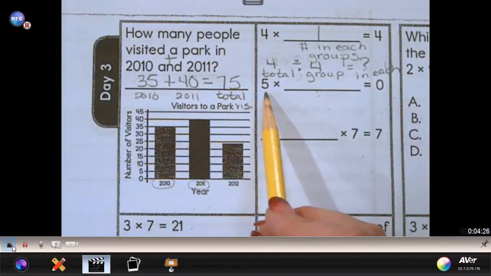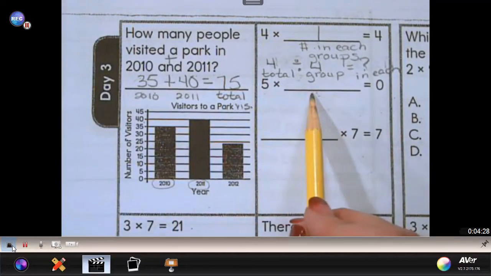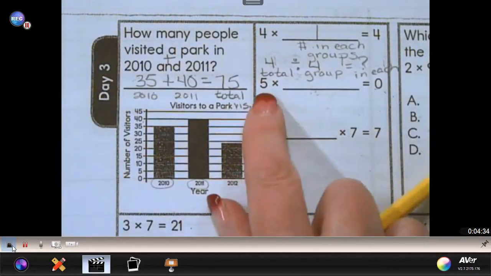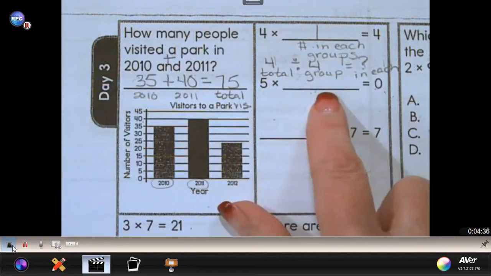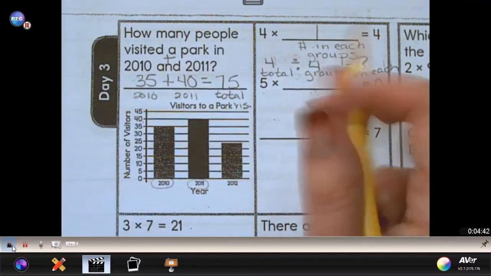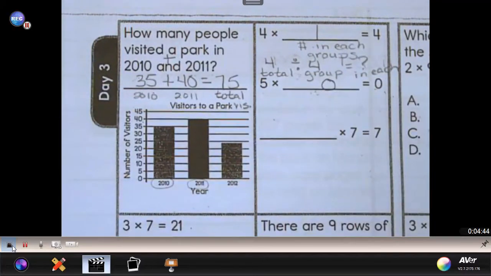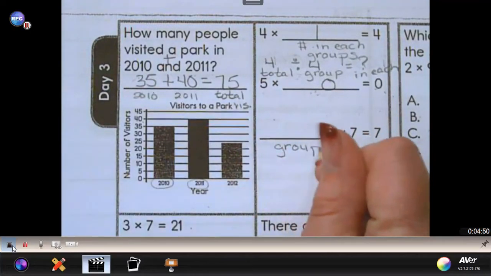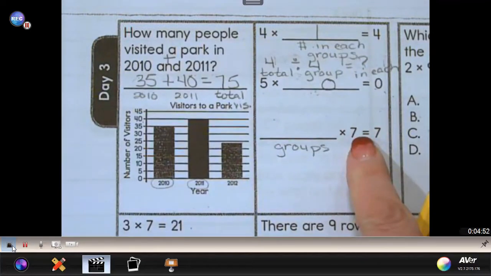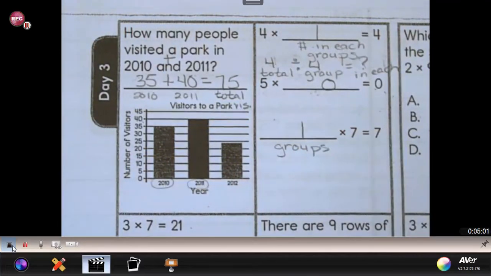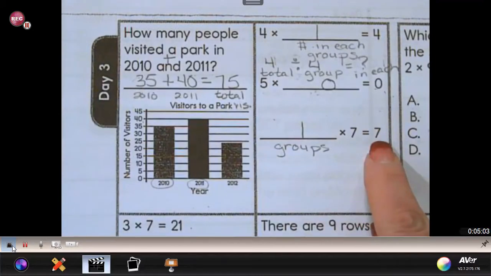Here for number 2, we have 5 groups of blank equals 0. Well, if my total objects are 0, it doesn't matter how many groups I have. Whatever's in this group has to be 0 because when we add groups of 0, we get 0. And our missing factor here is the number of groups. But we know we have 7 in each group, and we have total objects of being 7. So we have one group of 7 is going to give me my 7 total objects.